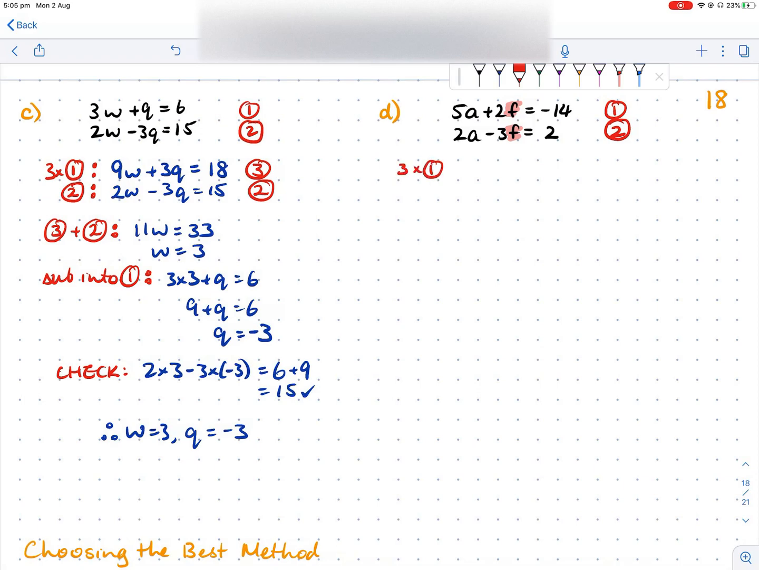So I'm going to do 3 times equation 1, and I'm going to write this one out. So that will be 15a plus 6f equals negative 42. And I'm going to take equation 2 and multiply that by 2. So 2 times equation 2. When I multiply everything by 2, that's 4a minus 6f equals 4. Because I've changed these equations, I'm going to call this one equation 3, equation 4.